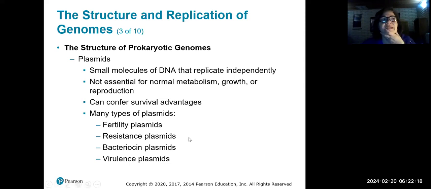Virulence refers to how sick this thing can make you, and it's not that the bacteria are trying to make you sick, they're just trying to stay alive, and anything that's going to keep them from being killed off by the host may contribute to making the host sicker.